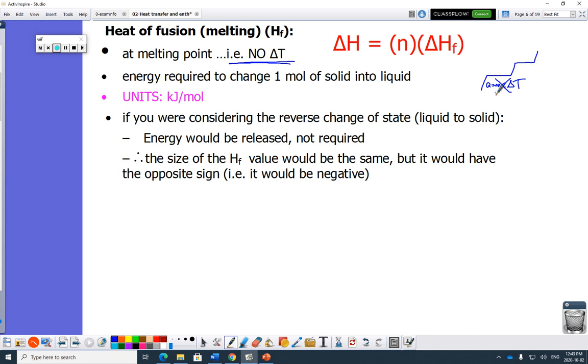So if you think about it, if you are going to melt something, change it from a solid to a liquid, you have to put energy in. So all the delta H values are positive.